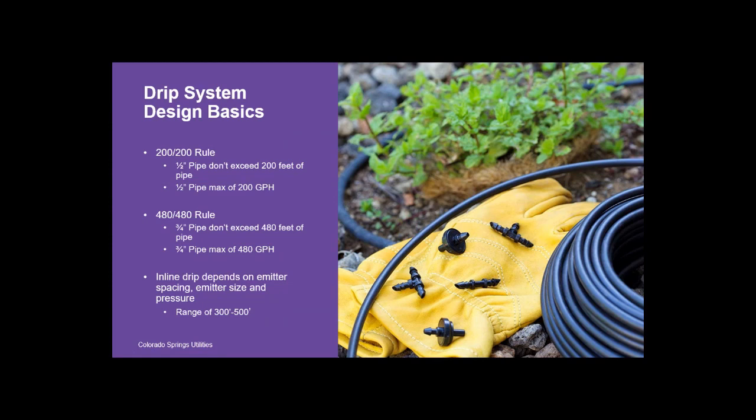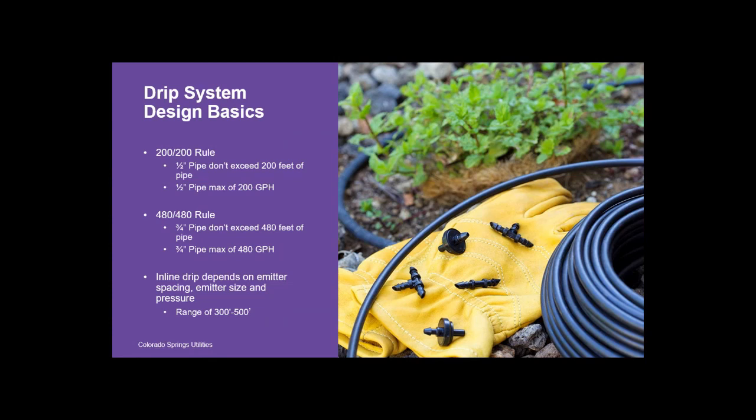However, a lot of times, if this drip irrigation is installed at the initial installation phase, you might find a drip irrigation zone on the front and a drip irrigation zone on the back. If you choose to use 3/4 inch pipe, what that means is you don't want to exceed 480 feet of pipe, and you don't want to exceed 480 gallons per hour.